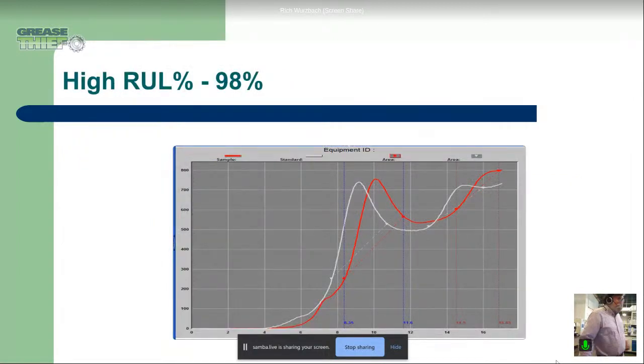So here's a few examples. This is an example of a high remaining useful life. We've got a baseline here. And I guess to protect the innocent, we haven't named the product, but nonetheless, we've got some new grease here that is our standard, that is the white line. And then a sample from a machine that's been in service, the used grease, is the red line. Now, you can see that there are two peaks in the baseline. There's two peaks in the used sample.